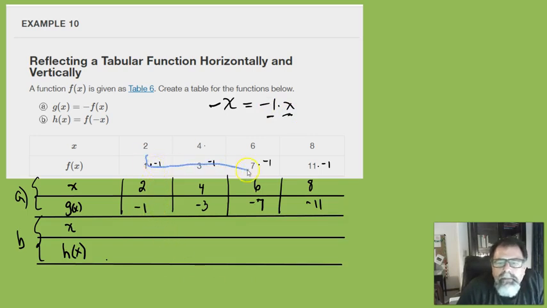So let's erase all these babies. Hopefully that is, oh, I knew it. Okay, let me try that again.